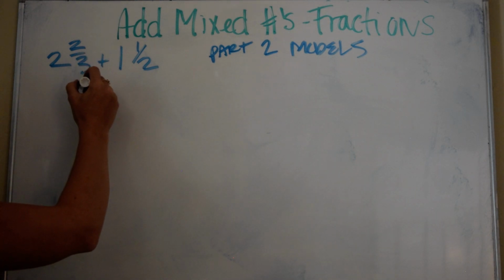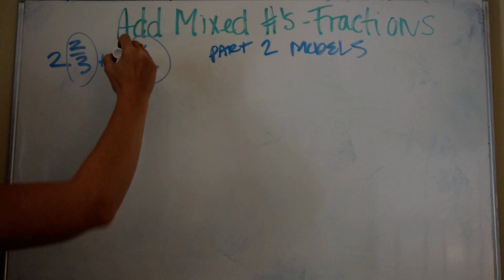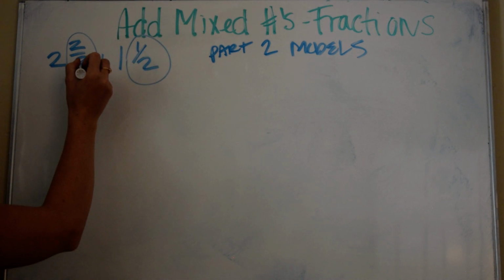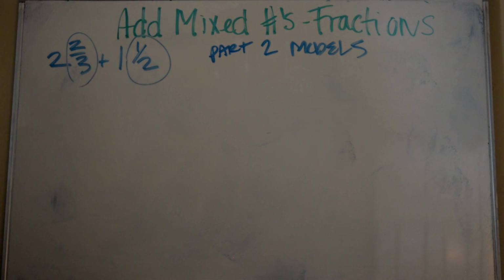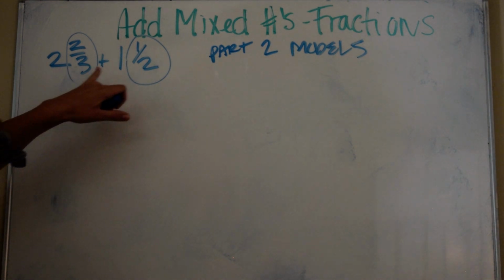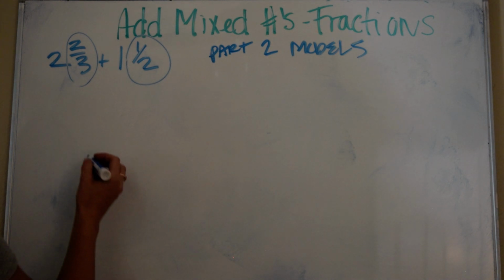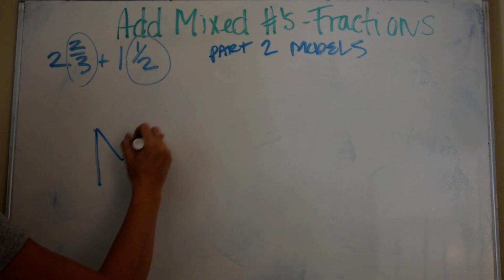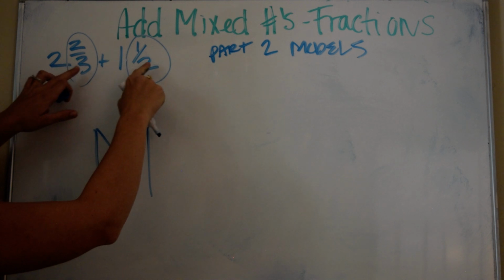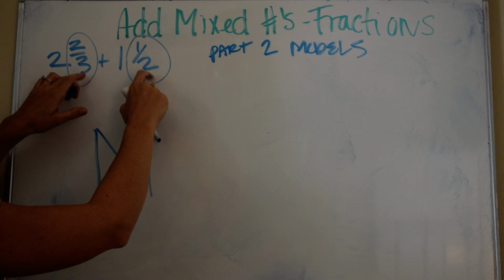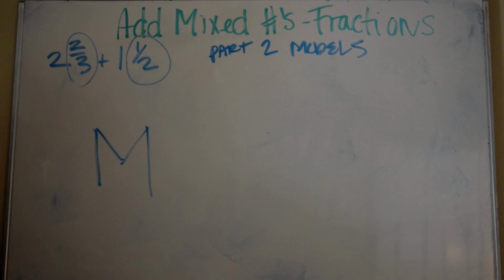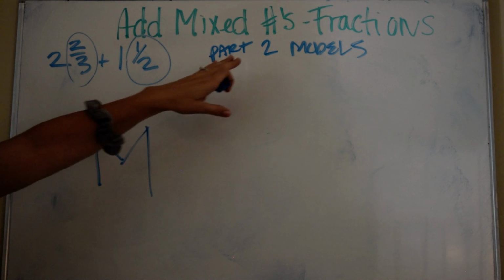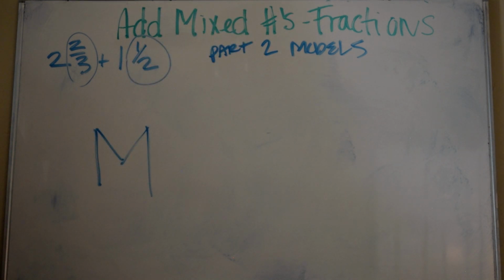We need to get these fractions to be the same. How do I get my 3 and my 2 to be the same? If you remember when we were adding unlike fractions, we had to find the least common multiple and change it, and that's exactly what we're going to do. So ignore the whole numbers out in front. We need to fix these fraction parts because I can't add unlike fractions. Even with the models, I'm going to show you why it's important to do this.